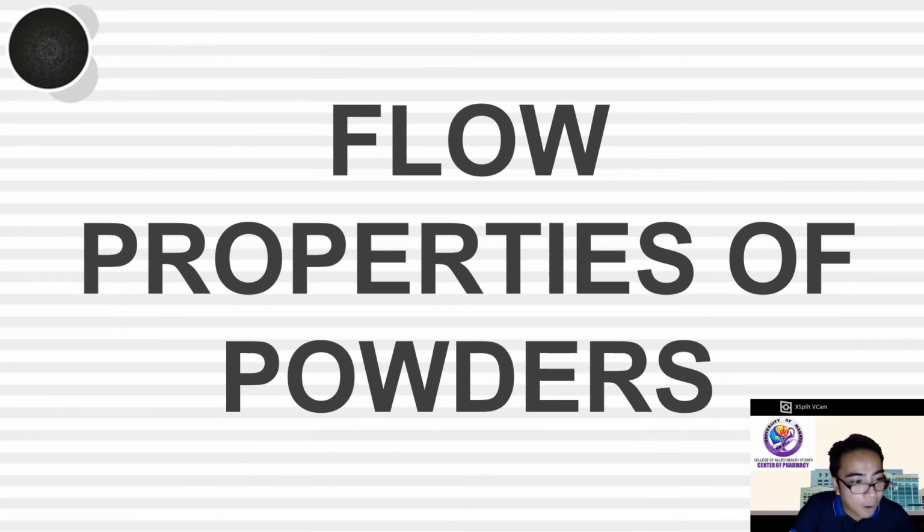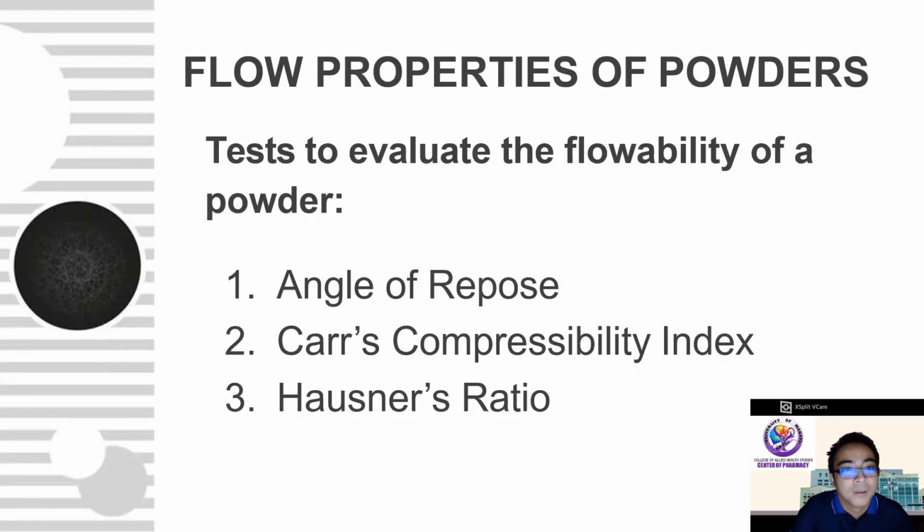Next one, the flow properties of our powders. So flow properties of our powders, we can evaluate this using three computations. Okay, so we have the angle of repose, the Carr's compressibility index, and the Hausner's ratio. Carr's compressibility index class and Hausner ratio is technically the same. I mean, well, iba yung formula nila, pero ang kino-compute nila is simply how well can you compress a powder. Okay? So of course, class, pag mas na-compress natin isang powder, syempre mas maganda siya. Kasi kaya na siya i-compact.